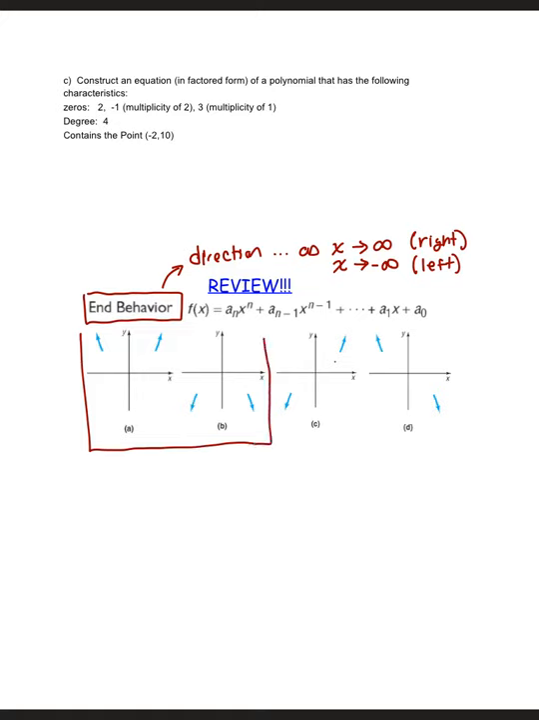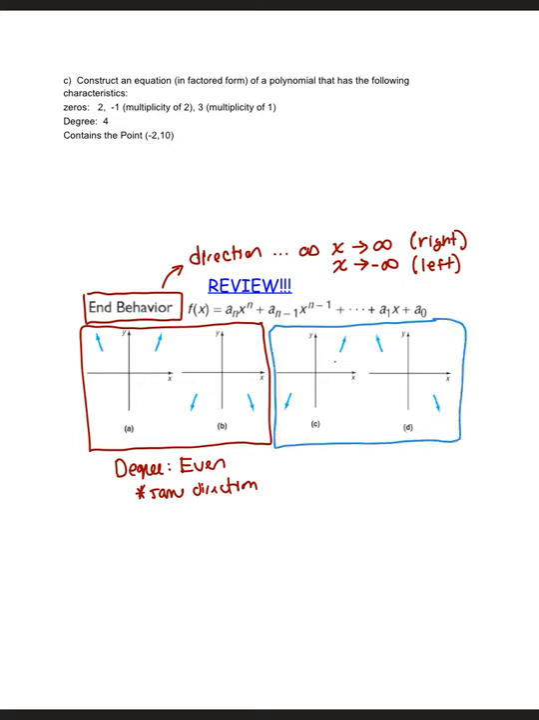First, our end behavior can be pointing in the same direction. The way to determine if the end behavior is going to be pointing in the same direction is to look at the degree of the function. If the degree is even, then that's how we know that it's going to be pointing in the same direction. Okay, the other possibility is that we could have end behavior pointing in opposite directions. In this case, we're looking at the degree being odd. This is going to end up being opposite directions.